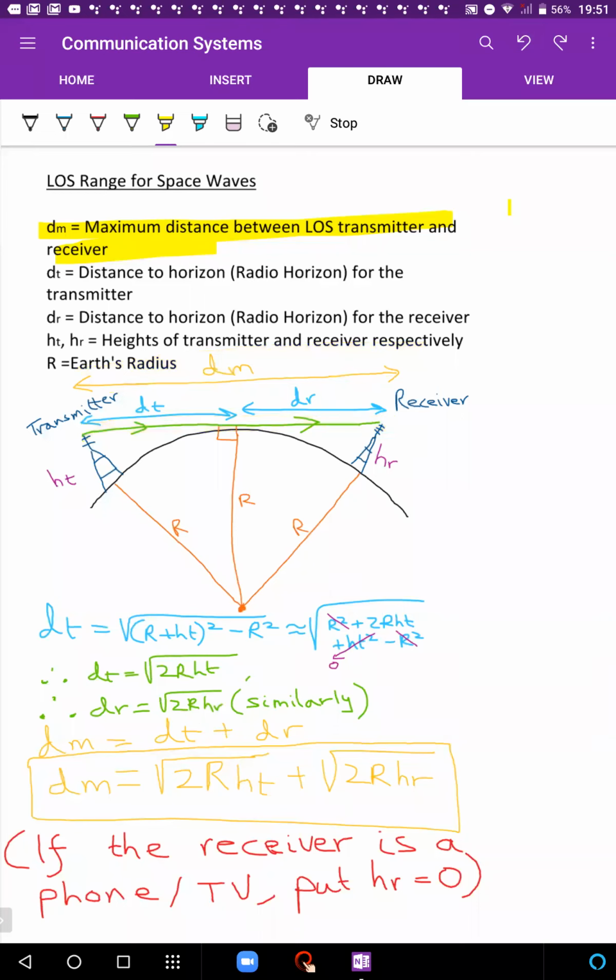Let dt be the distance to the horizon. Horizon in this context is also called the radio horizon, the horizon for the radio waves. Let dt be the distance to the horizon for the transmitter. So horizon is the furthest part of the earth you can see. Basically, the tangent from the transmitter to the earth, that distance is called dt. And vice versa for the receiver, the distance to the horizon is called dr. So you have dt and dr.